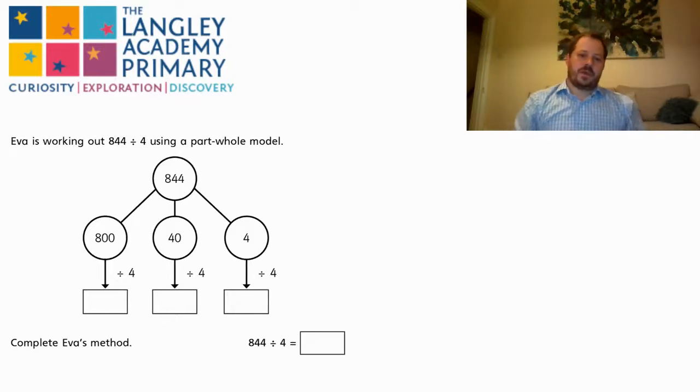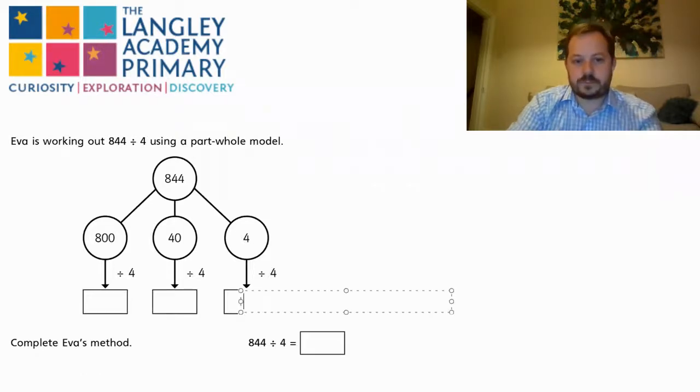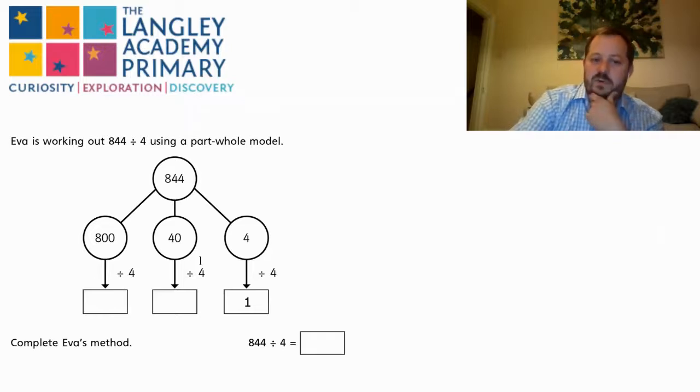Okay. So what Eva's done here is split the 844 into 840 and 4. So she just split it into hundreds, tens, and ones, which is fine in this case because each of these are divisible by 4. 4 is divisible by 4, we know, and that's 1. We have 40 divided by 4, that's in our times tables, we know that's 10.